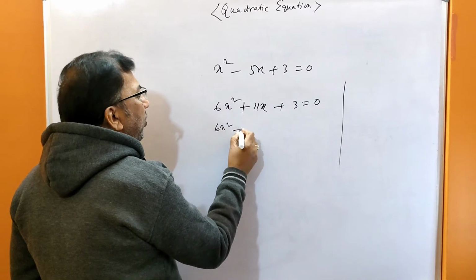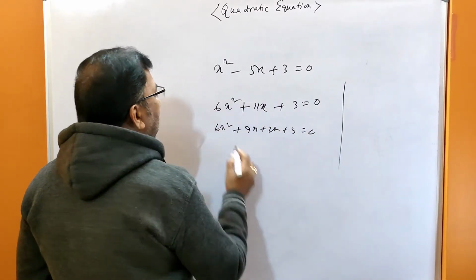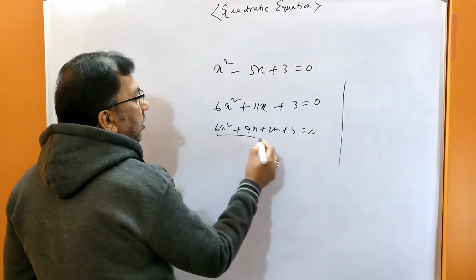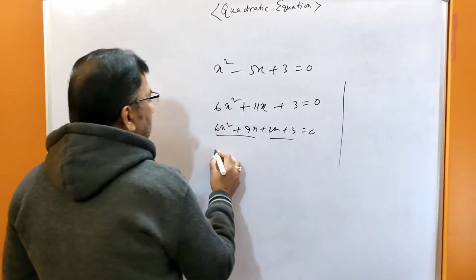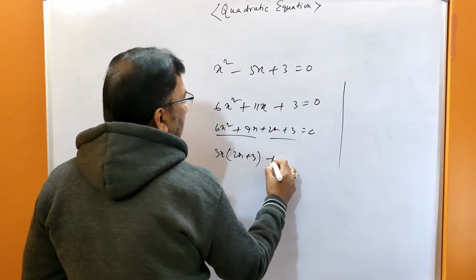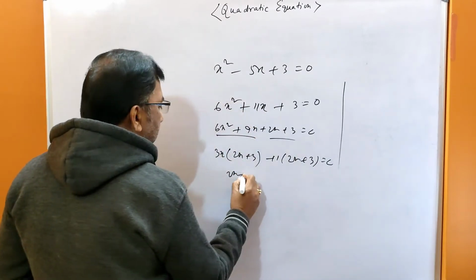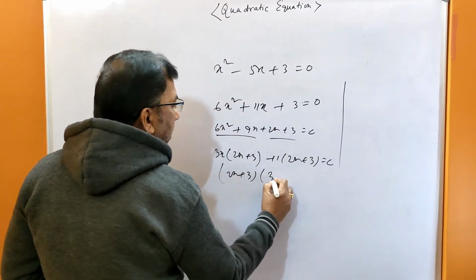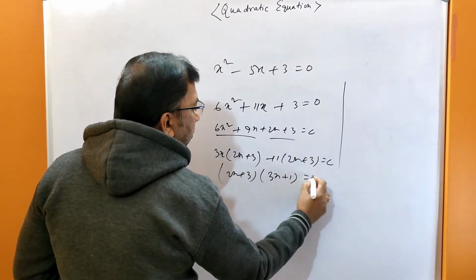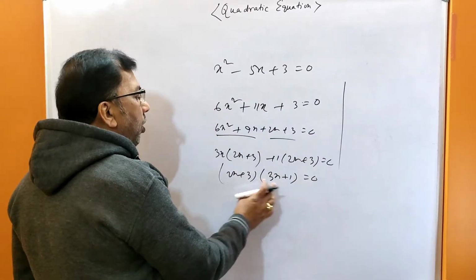So I will not do, you will all do. It is in this way. So the value of x will be 2 times. Okay. So 3x common, 2x plus 3, plus 1 common, 2x plus 3 equals to 0. The 2x plus 3 equals to 0. So product of two quantities is 0. So either this equals to 0 or this equals to 0.